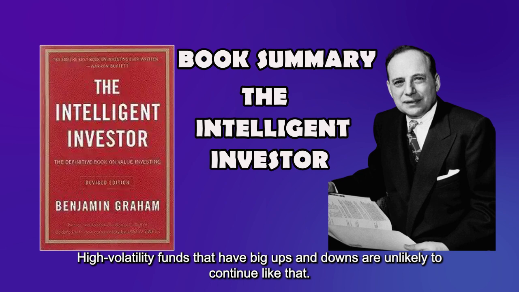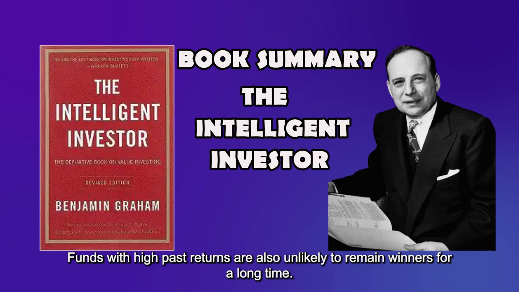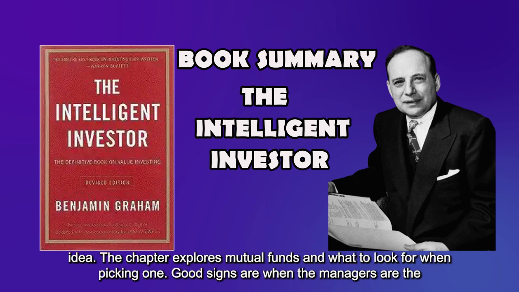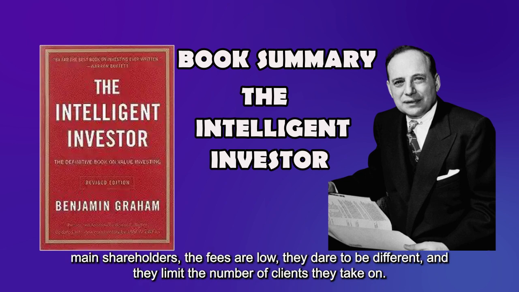High volatility funds that have big ups and downs are unlikely to continue like that. Funds with high past returns are also unlikely to remain winners for a long time. Graham later suggested that index funds are the best choice for individual investors. Warren Buffett agrees with this idea. The chapter explores mutual funds and what to look for when picking one. Good signs are when the managers are the main shareholders, the fees are low, they dare to be different, and they limit the number of clients they take on.